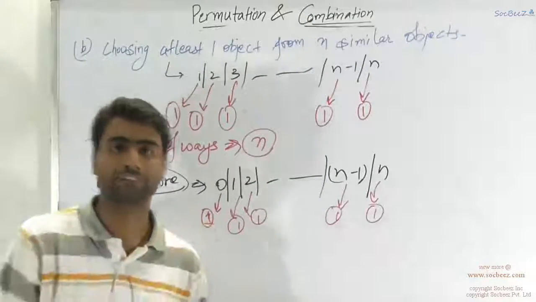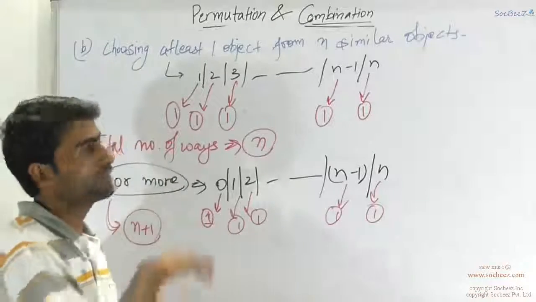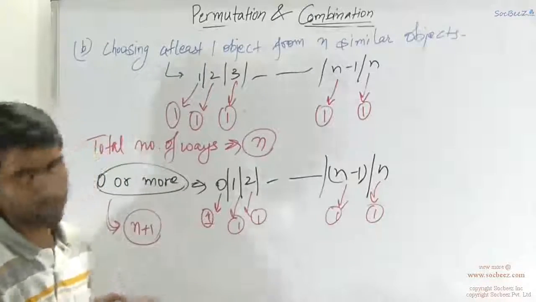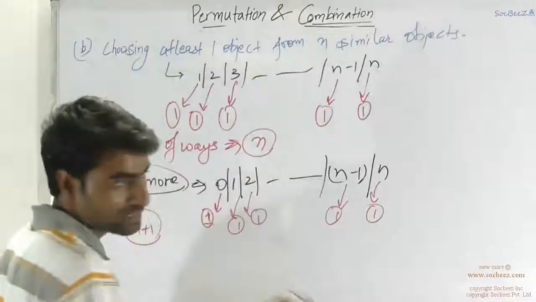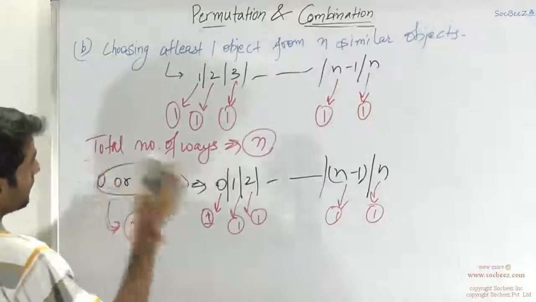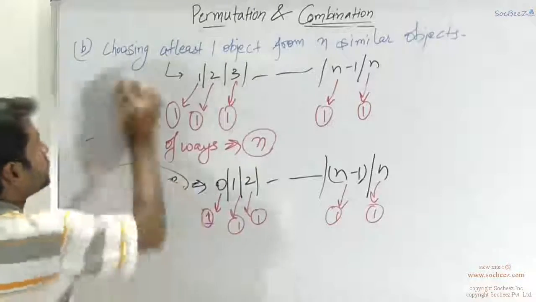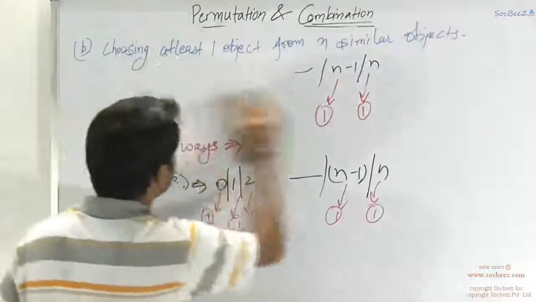First was when all were different. The second part is when all are the same. The third would be the combination of these two. That is, some objects are similar and some objects are different. So in that scenario, in how many ways can you choose at least one object?